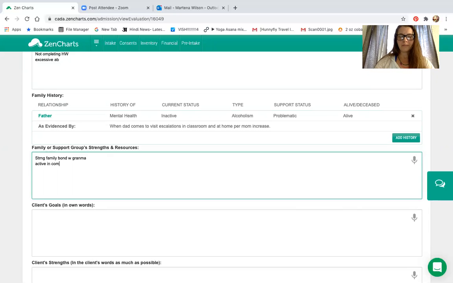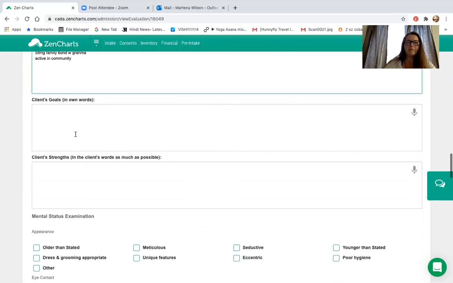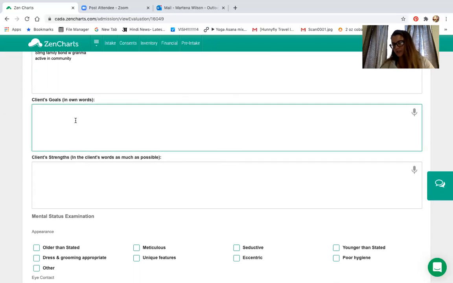Active in community, whatever. So you would add the things that you got from mom. What are the client's goals? Well, a lot of times the clients, especially the younger ones, may not have goals. So you could ask the parent, or teacher, you'll get it from lots of different angles.